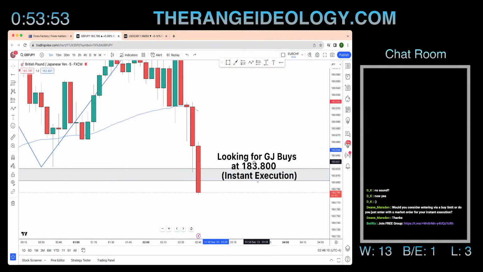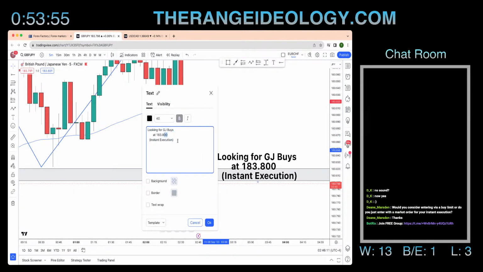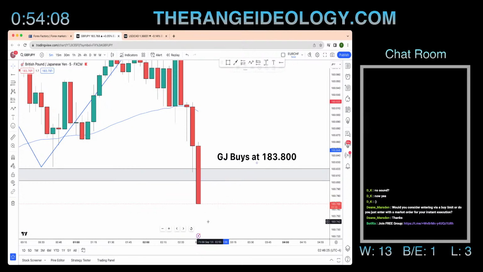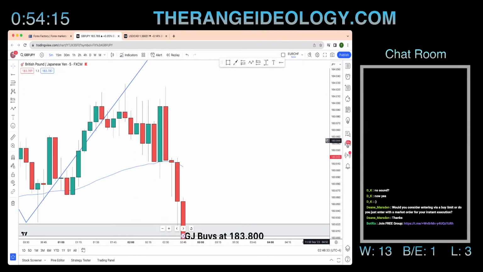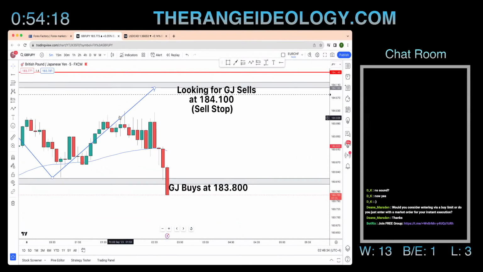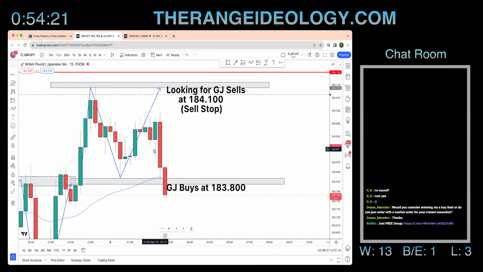I don't know why the text got deleted, so not looking for anymore. So GJ buys. 183,800. Right there. And we mentioned that we're looking for 20 to 25 pips. And it just crossed the 15-minute EMA.